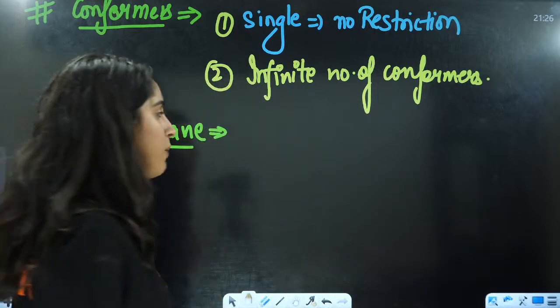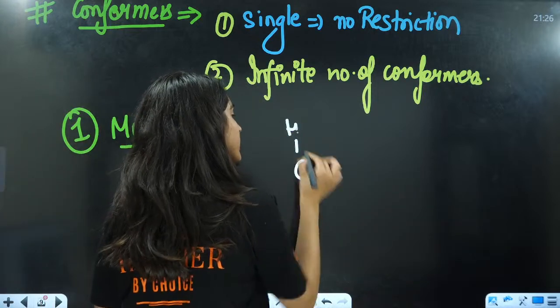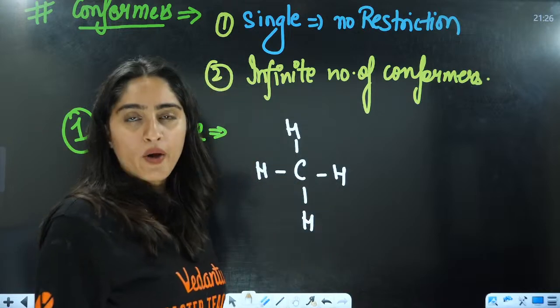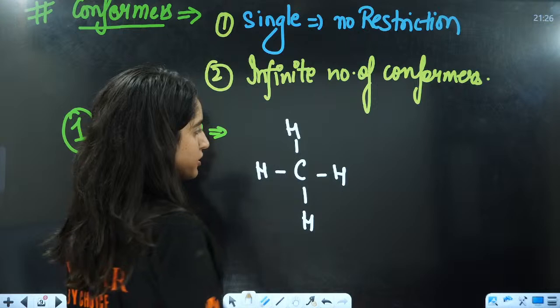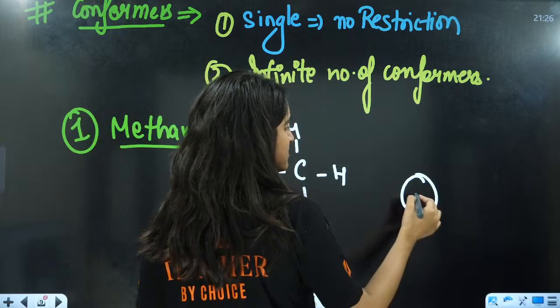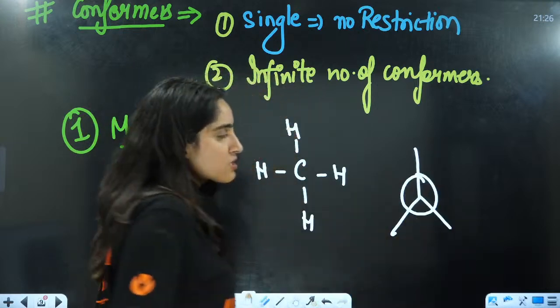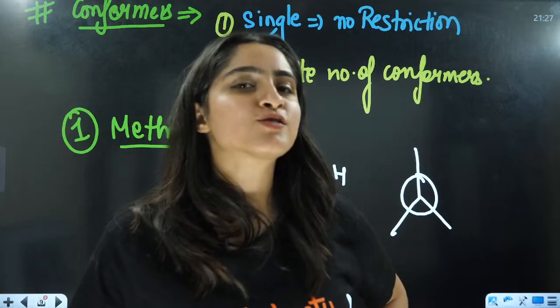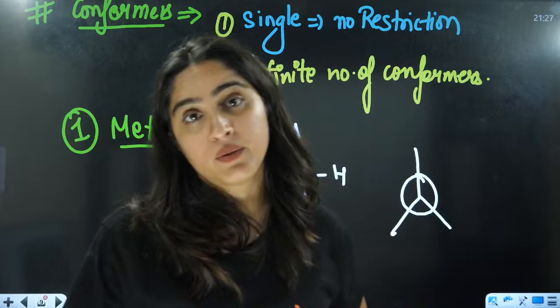See, conformers. Methane means you have H here, here, here, and here. Draw the Newman structure here. How are you going to draw the Newman structure? There will be no back carbon atom. That means this is not going to have any conformer, okay?